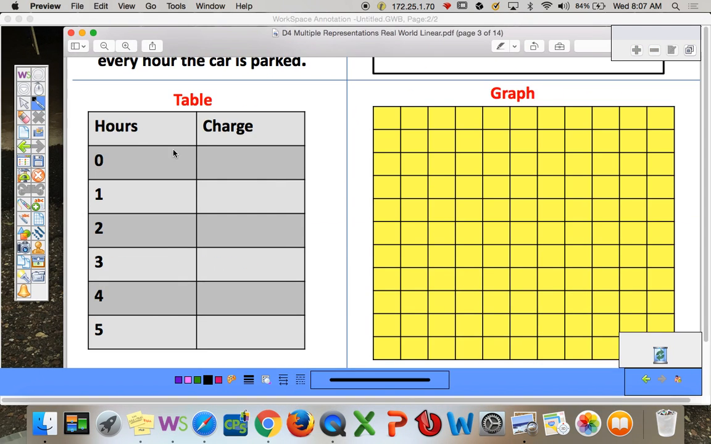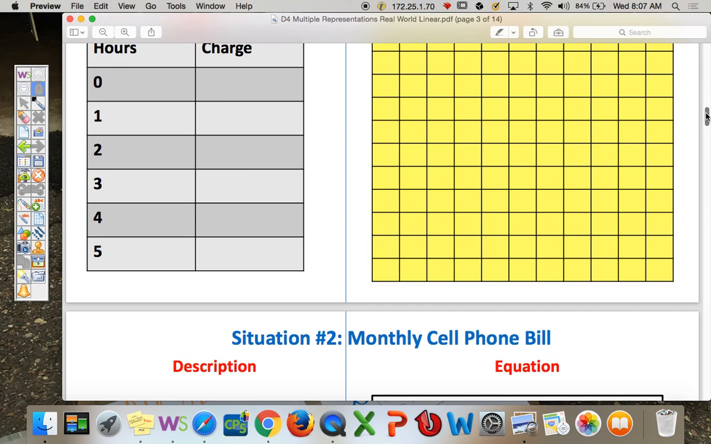So again, if we just go to the parking garage, it's $5, and then it's $2 every hour that we stay there. So 5 plus 2 is 7. 7 plus 2 is 9. We have 11, 13, and 15. So here's our table right here. And then we're going to graph those values right here.